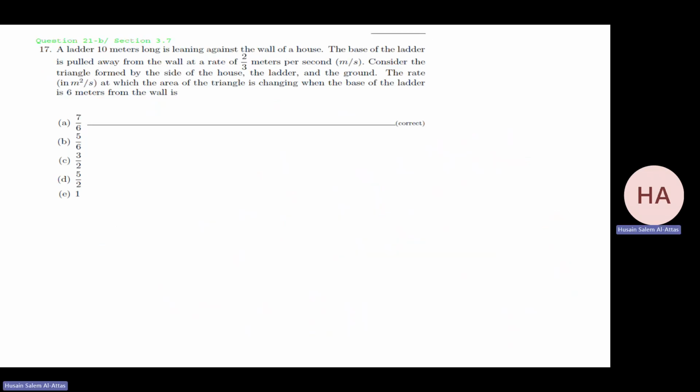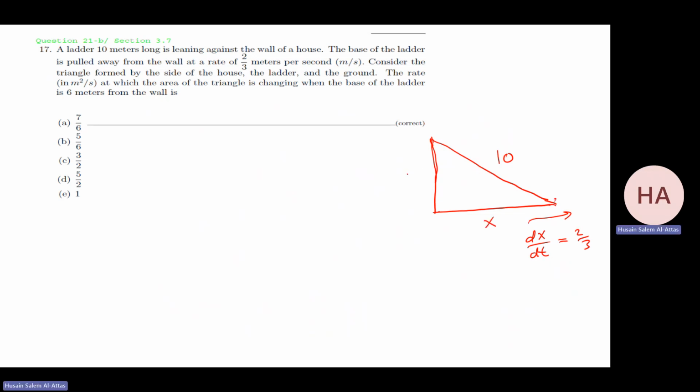A ladder 10 meters long against the wall. Okay, we have a ladder. We have a wall. We have a ladder. This is fixed. The base of the ladder is pulled away from the wall at a rate of 3 over 2. Pulled away from the wall, yeah. So I have dx by dt equal 2 over 3. Okay.